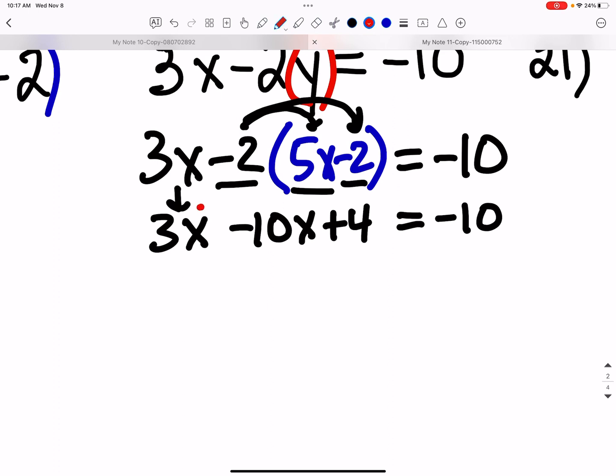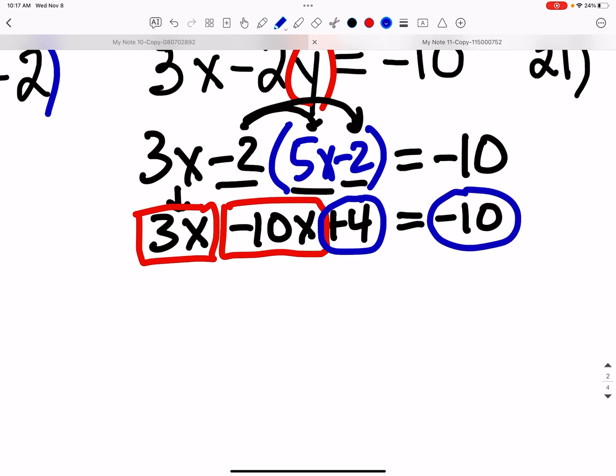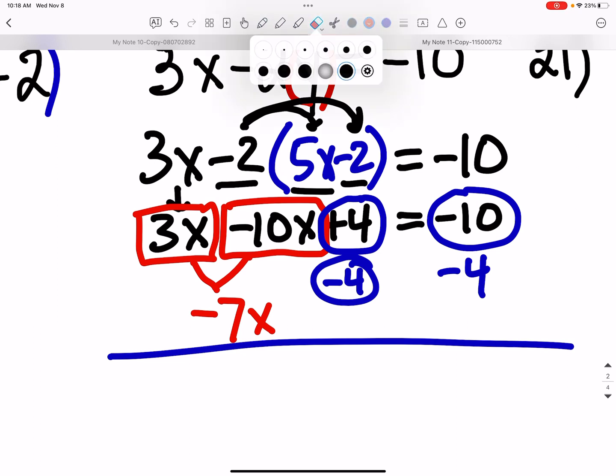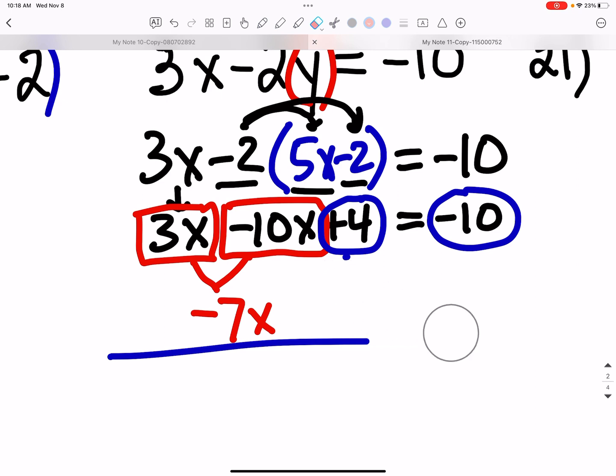If I make my teams, letter team, number team. So what I really have on this side is -7x's. And what I really have on this side, if I minus 4, well, I could have done that in 2 steps. I probably should have done that differently. Let's do this. I did 2 steps in once. Let's take it 1 step at a time.